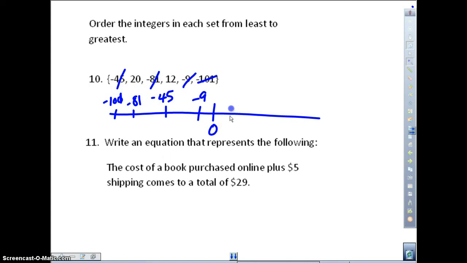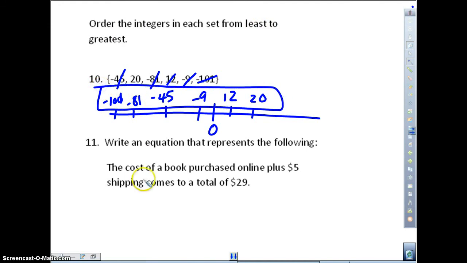Okay. Then I'm going to put 12 here, and I'm going to put 20 here. And if we're ordering them from least to greatest, that right there's your answer. Least to greatest.